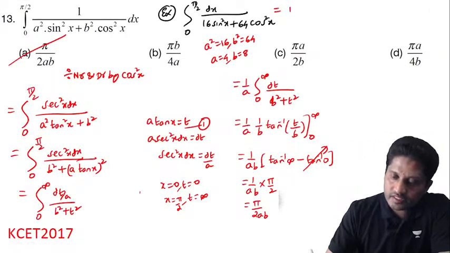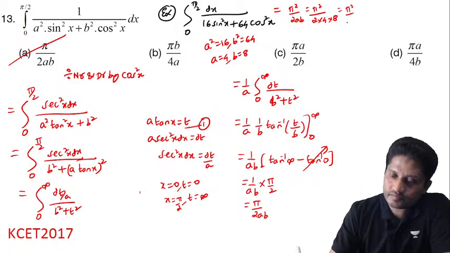This answer is pi square by 2ab, right? So this is pi square upon 2 into a is equal to 4, b is equal to 8. This is pi square by 64. That's the answer. Let's move to the next question.